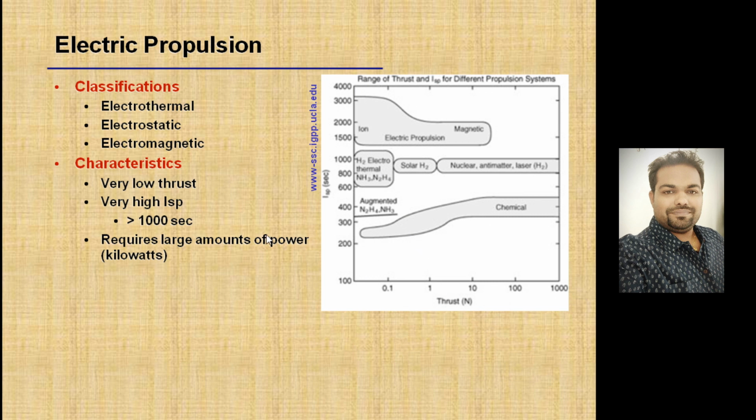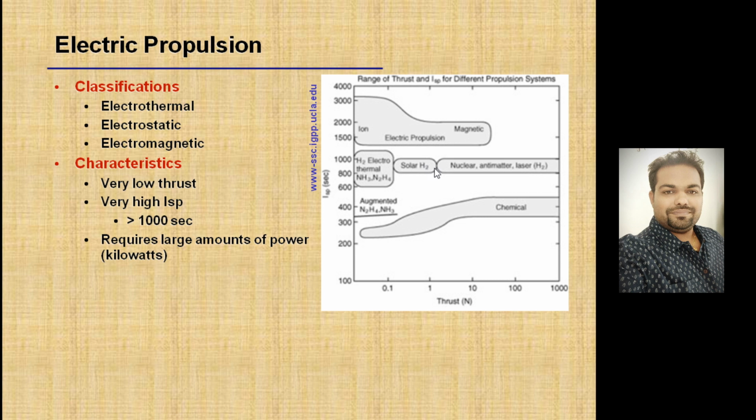So if we compare different kinds of rockets and their performances, this is thrust, and this is specific impulse. These are the chemical rocket range. Particularly, they are known to have very high thrust, but their specific impulse lies between 200 and 300. If you augment that with the help of N2H4 and NH3, the maximum can go up to 400 seconds.